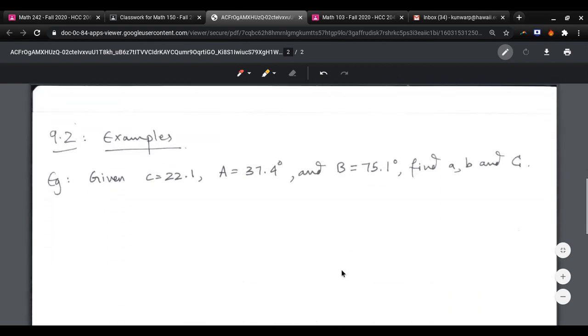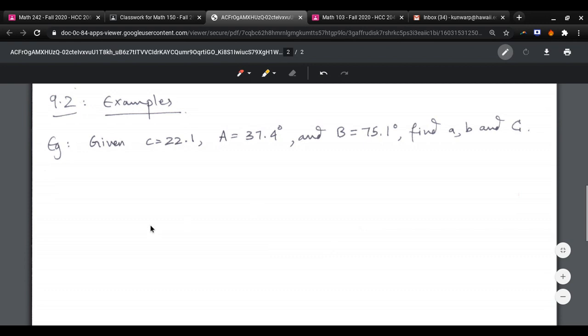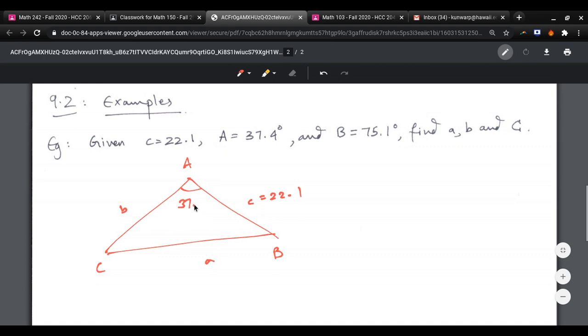Let's look at a couple of examples. First is a straightforward numerical example. You're given a triangle. So you start by making a triangle which is not right angle. ABC, you have A, B, C. Now this side is given to be 22.1. This angle is 37.4. B is 75.1. You're asked to find small a, small b, and angle C.